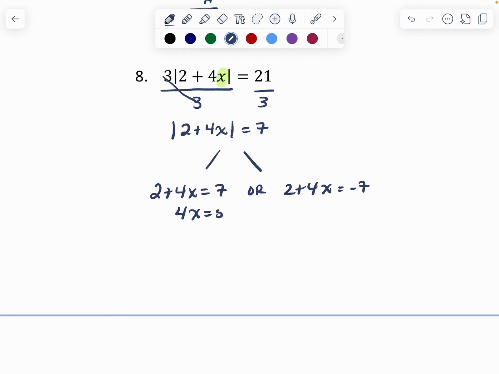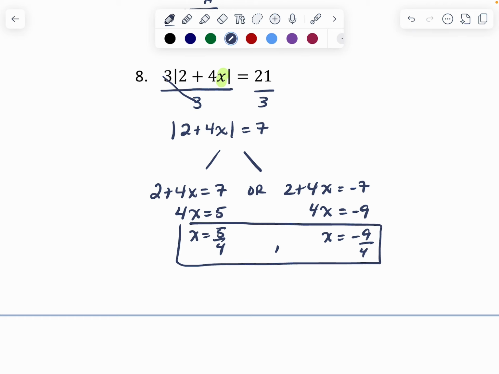All right, and solving these two equations, if I subtract 2 from both sides, I'm going to get 4x equals 5. If I divide by 4, I'm going to get x equals 5 over 4. On the other one, if I subtract 2 from both sides, I'm going to get 4x equals negative 9. If I divide both sides by 4, I'm going to get x equals negative 9 over 4. So there are your 2 answers for that one.